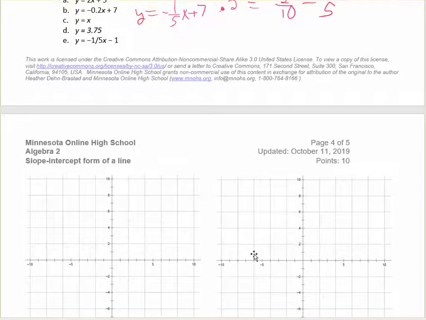So I start by putting a point on the y-intercept, that is 7. So right there. Then from that point I apply the slope. The slope is negative 1/5, so I'm going to go down 1 and to the right 5. Now note that this is 1, this is 2, this is 3, this is 4, this is 5. So these are every 2 units, the grid system. So 1, 2, 3, 4, 5, about right there. So that's my second point. Then I would use a straight line tool, and in fact I'm going to get that from the insert.